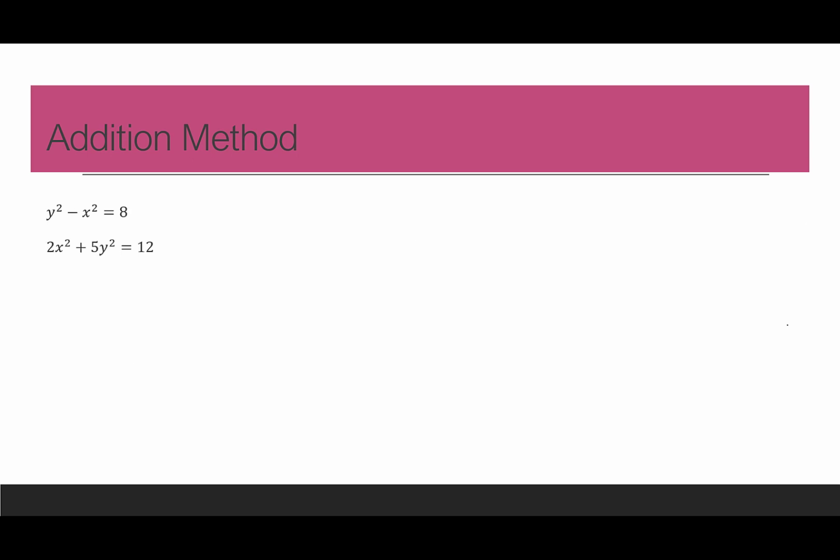Well, let's look at another one of those. This time I have y squared minus x squared is 8. I have 2x squared plus 5y squared is 12. And we're thinking addition method, but this time if I just add them together, nothing's going to cancel out. So I'm going to do a little rewriting. I'm going to make this negative x squared plus y squared is 8. And then I'll keep the 2x squared plus 5y squared is 12.